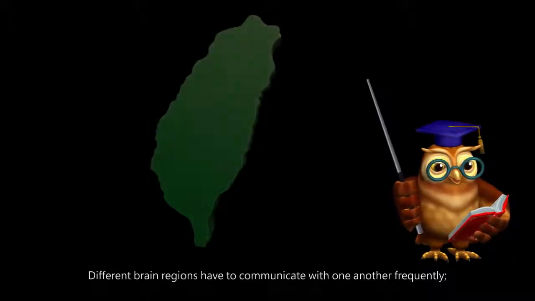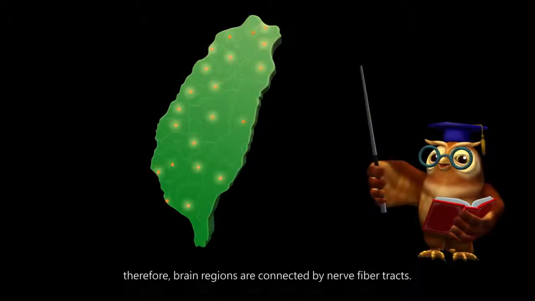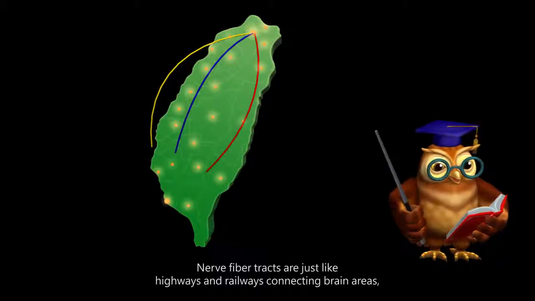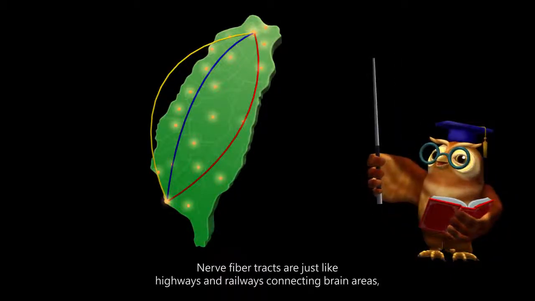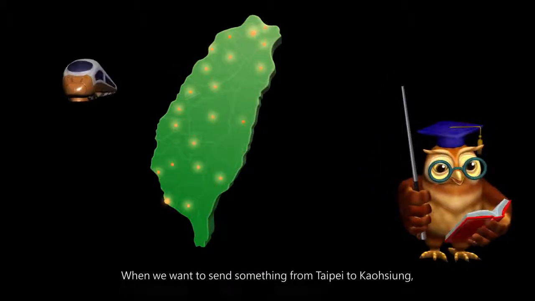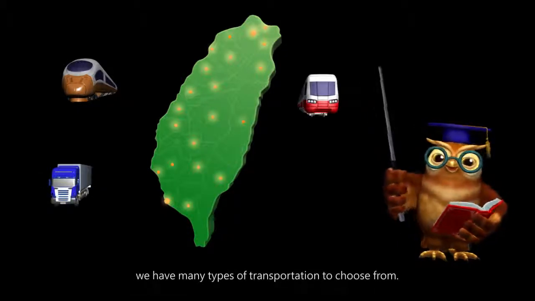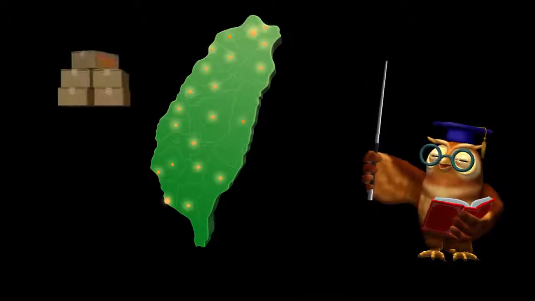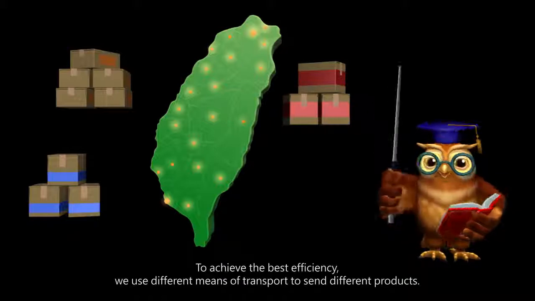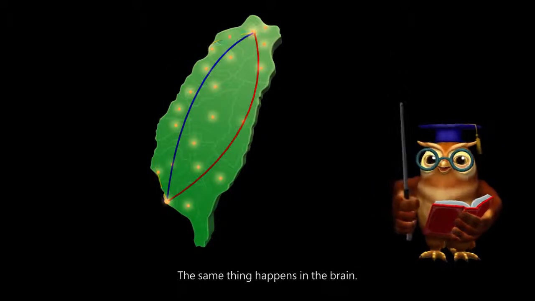Different brain regions have to communicate with one another frequently. Therefore, brain regions are connected by nerve fiber tracts. Nerve fiber tracts are just like highways and railways connecting brain areas, shortening the time of sending messages. When we want to send something from Taipei to Kaohsiung, we have many types of transportation to choose from. To achieve the best efficiency, we use different means of transport to send different products. The same thing happens in the brain.